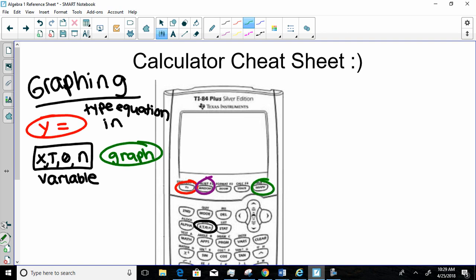And so I'm going to give you an example right here. So here's my example. I'll give you x squared minus 1x minus 6. So if you want to try that, follow those steps. So go to y equals, type in x squared minus 1x minus 6. And so see if you can graph it.